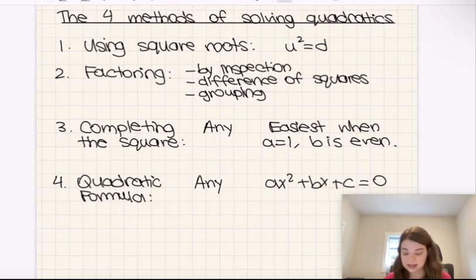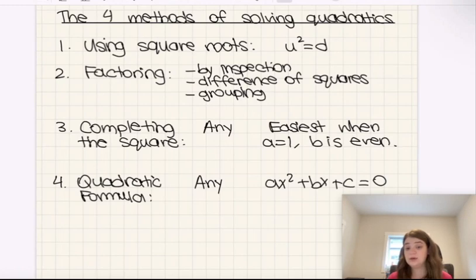The next method is completing the square. It's easiest when a is equal to 1 and when b is even. The reason is that when a is equal to 1, we can skip the first step of completing the square, and we avoid having to factor out the value for a. And if b is even, when we take the b over 2 squared value, we end up with just a regular positive integer, rather than ending up with a fraction or something like that.